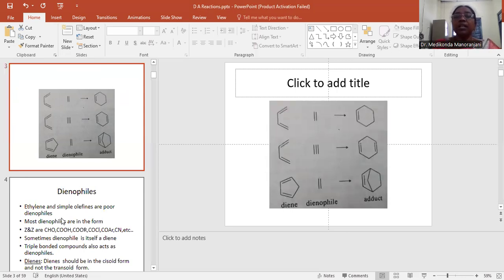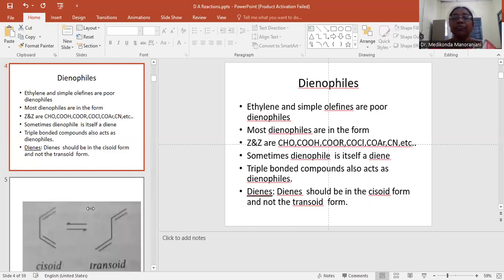The first one is diene. Butadiene reacts with ethylene to form cyclohexene. Second example, butadiene reacts with ethyne to form cyclohexadiene. So in all the three reactions, a diene reacts with dienophile to form a cyclic adduct. Now let us see some examples of dienophiles.